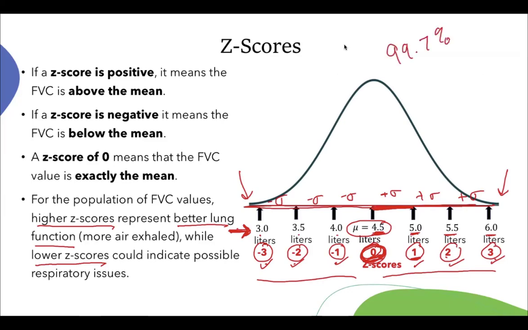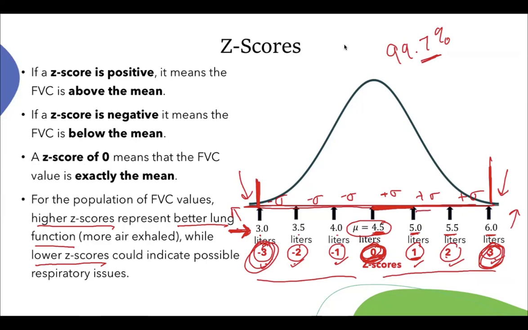Okay, and most of the time, it turns out 99.7% of the time, a z-score is going to be somewhere between -3 and +3, 99.7% of the time. In exceptional cases, we may get a z-score that is more than +3 or less than -3, but that happens 0.3% of the time. It's a very rare occurrence.